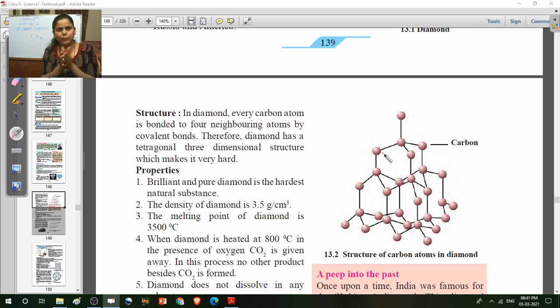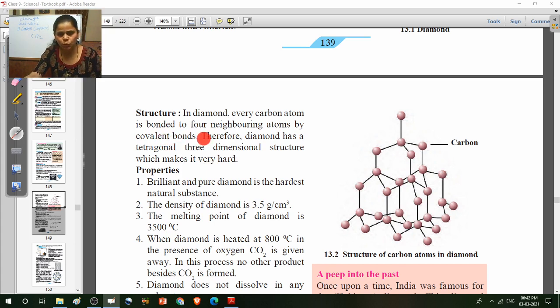Okay, so here, what is the structure of the diamond? In a diamond, every carbon atom is bonded to 4 neighboring atoms. Every carbon atom is bonded to 4 neighboring atoms by covalent bonds. Therefore, diamond has a tetrahedral 3-dimensional structure which makes it very hard.